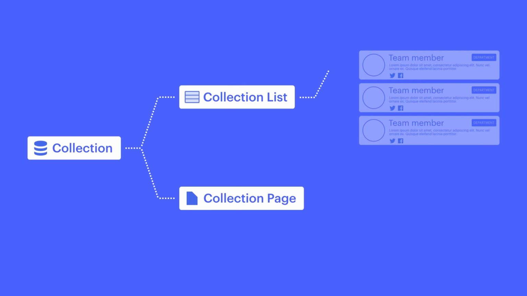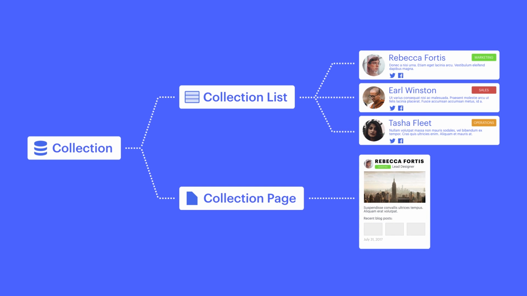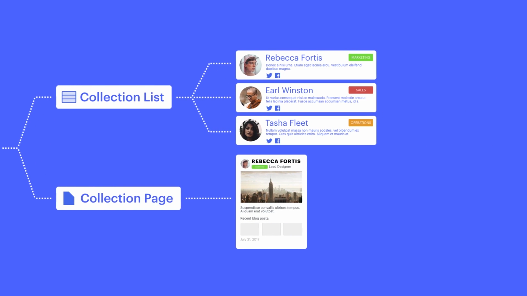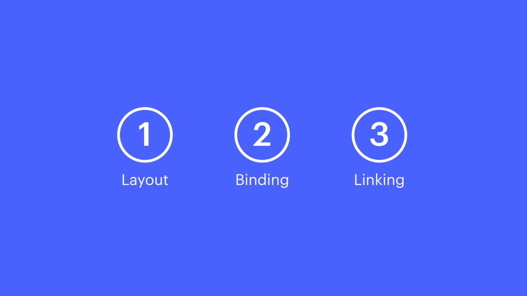While collection lists can go on any page and reference content from a collection, we can also design and configure collection pages. If we build a collection page for one collection item, content automatically populates for every other item in the collection. Just like collection lists, we'll cover basic layout and binding content, but we're also going to cover linking to a collection page from somewhere else in the project.